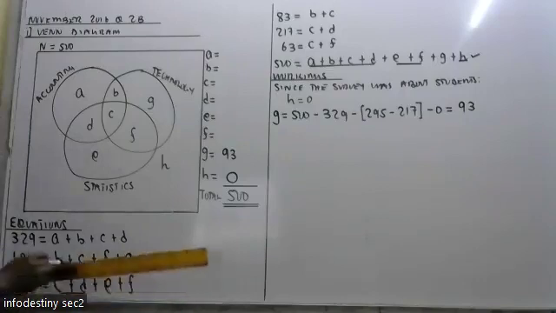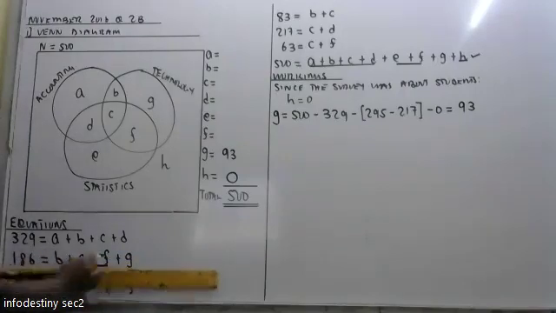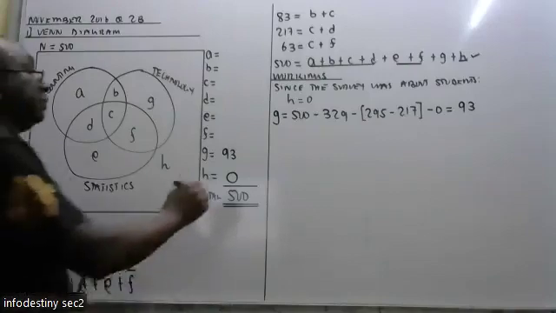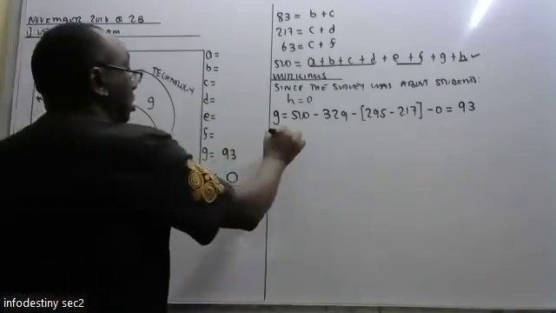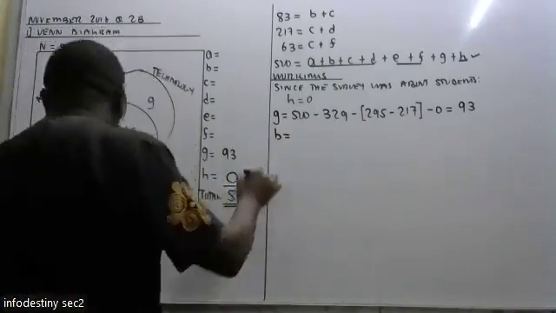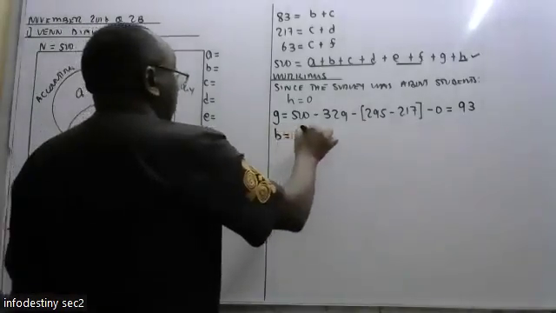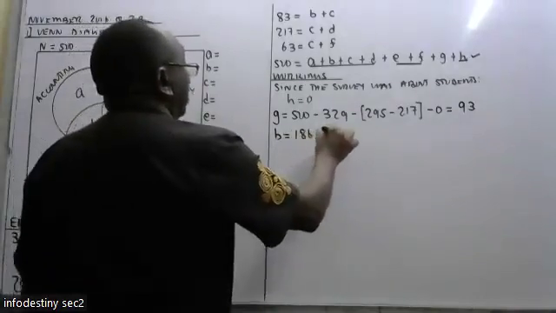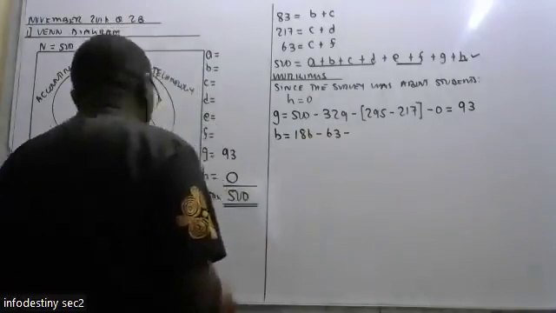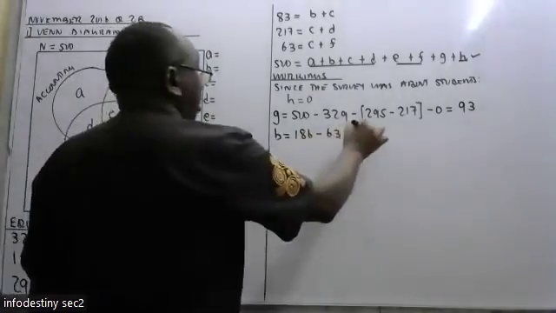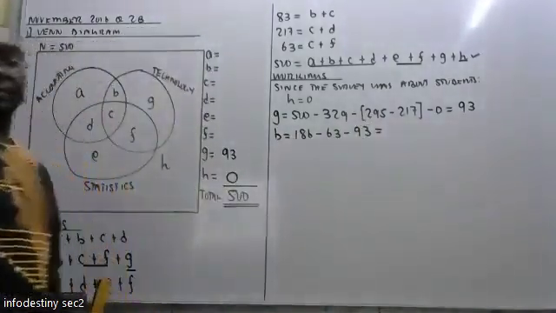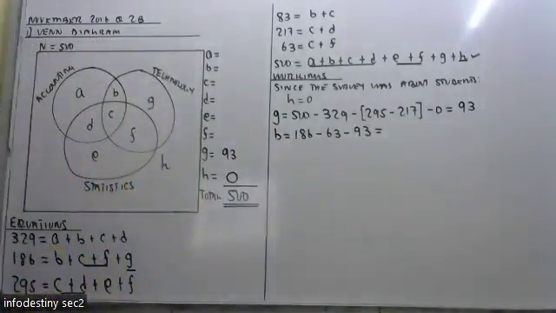We also know CF here. So we will be in a position to get B. So B will be 186 minus CF. CF is 63 minus G, which is 93. Those who are online, give me the answer so that I know we are together. B will be what?